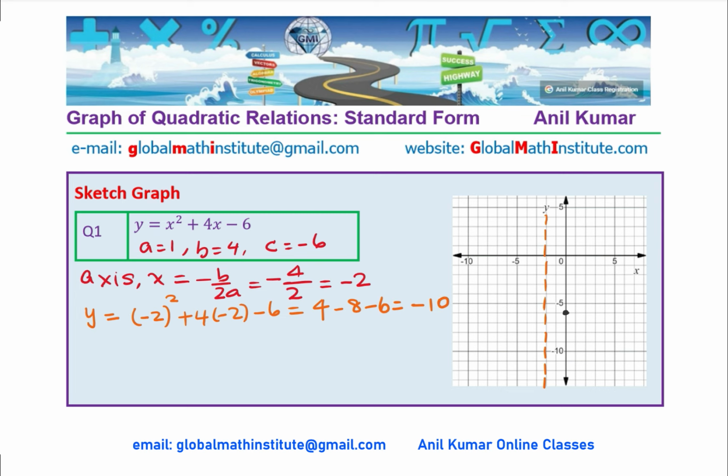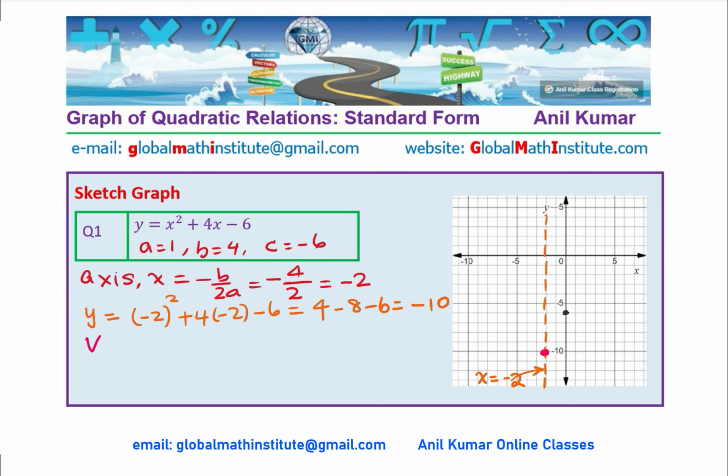So minus 10 is the y value. So that gives us the vertex on the axis. The axis of symmetry was calculated as x equals minus 2. And now we got the y value also. So the y value is minus 10. Do you see that? So that becomes the y value.